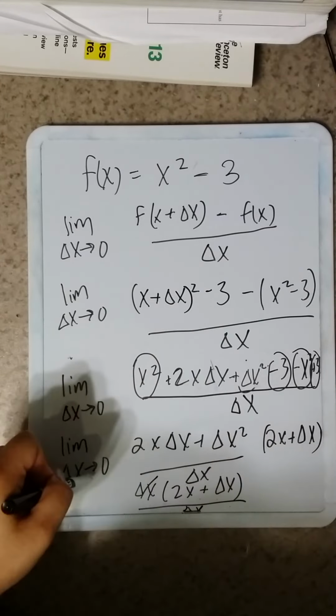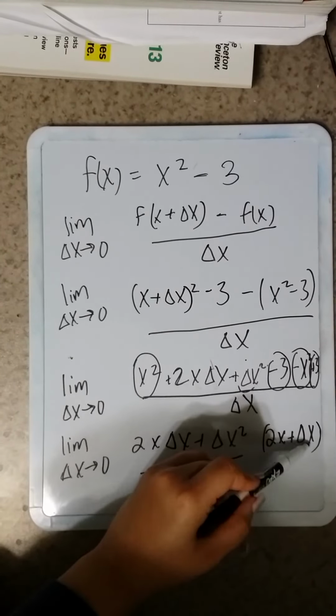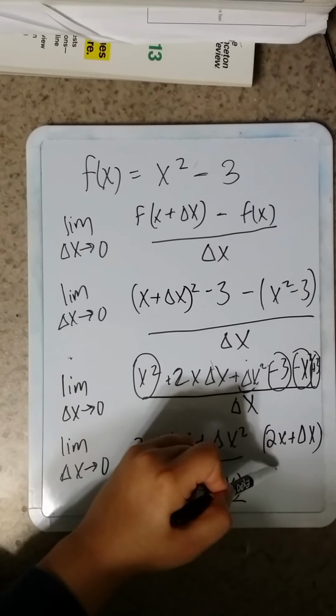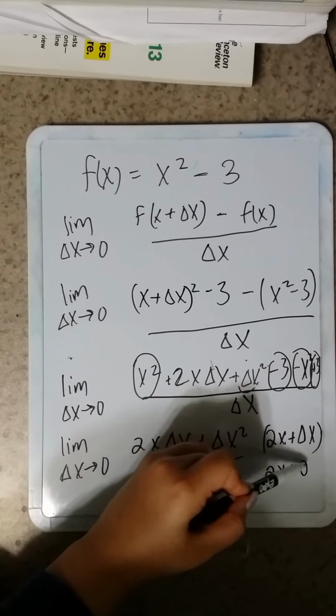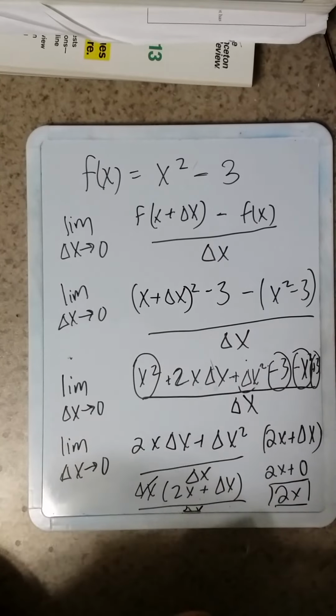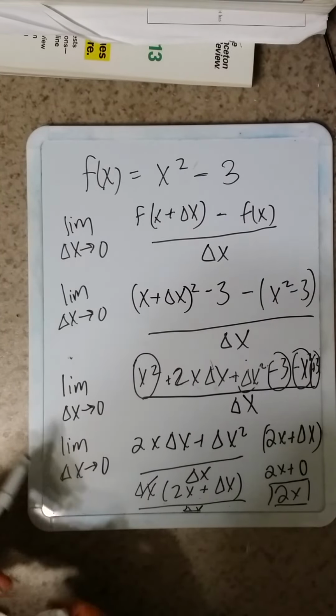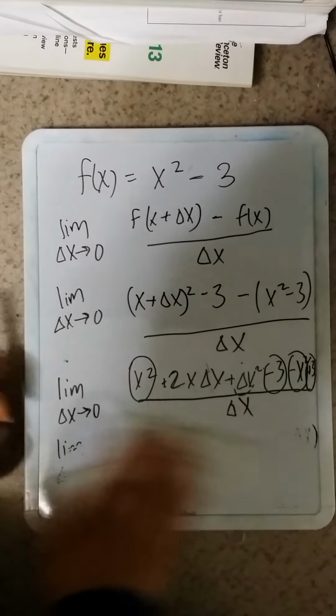When you have that, you take the change of x to 0 and plug that in: 2x plus 0, and you're left with 2x. So your derivative is 2x. And that's just how it works, and that's just how easy it is. Alright, that is all for our lesson. Thank you.